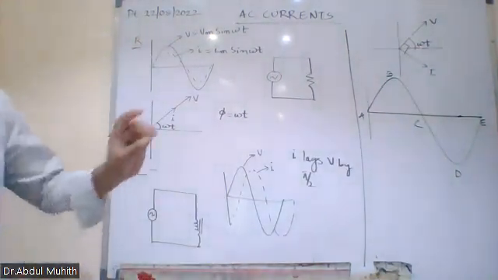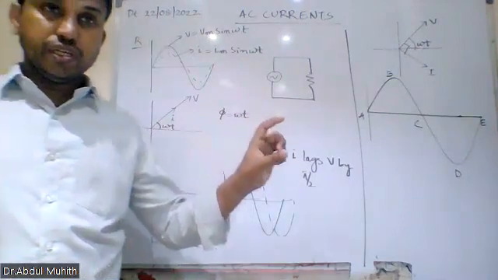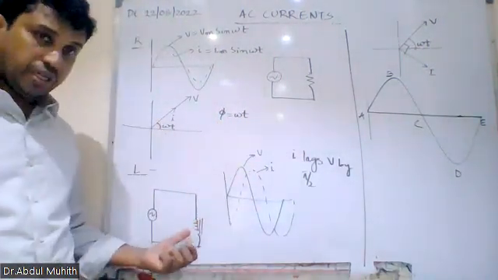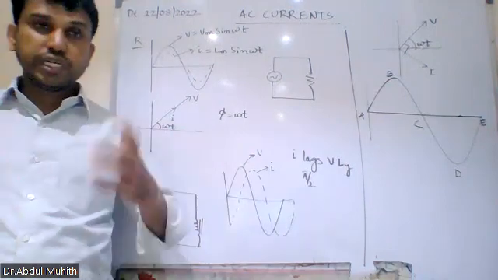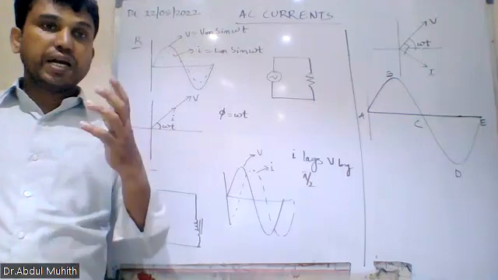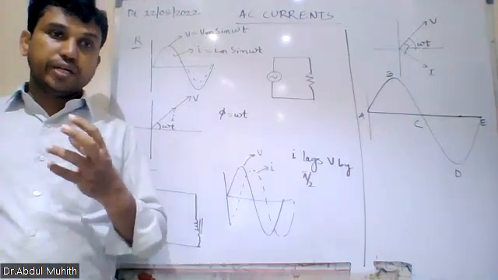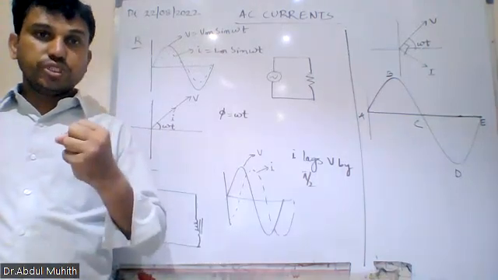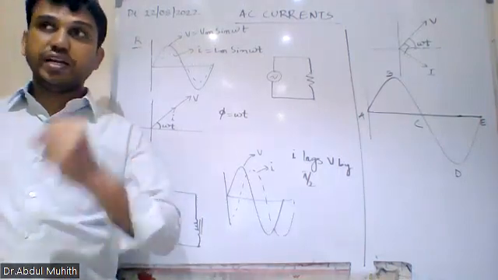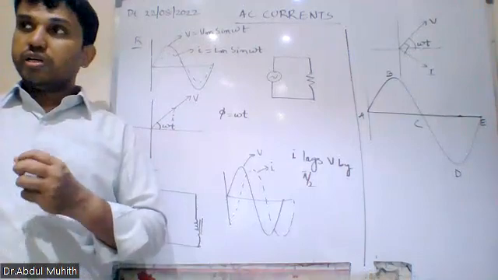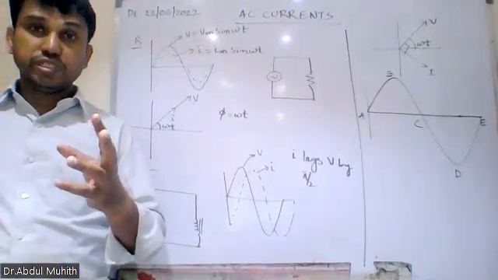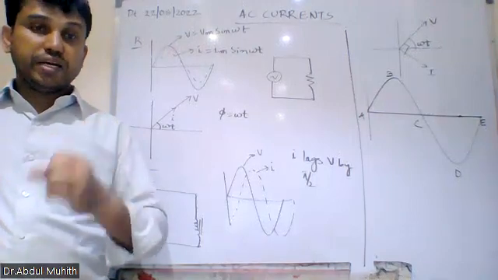Now, from A to B, the energy is absorbed by the inductor. What is an inductor? An inductor is a component which stores magnetic energy in the form of a magnetic field. Understood?